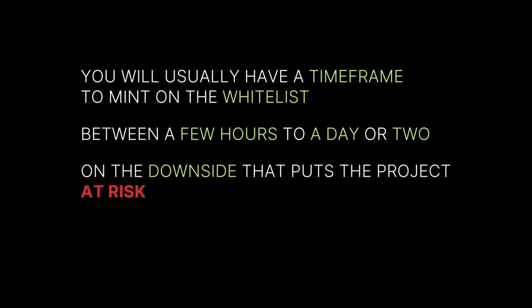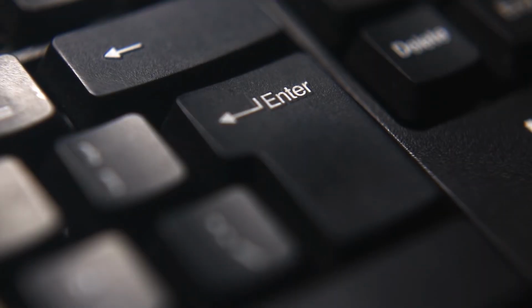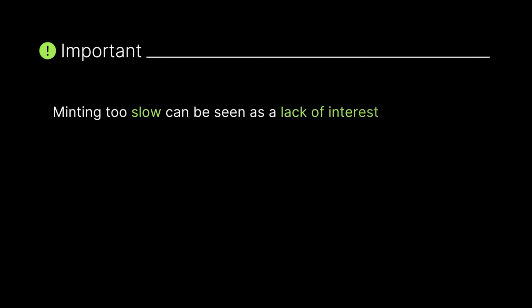You will usually have a time frame to mint on the whitelist, between a few hours to a day or two, and this works great to save gas. On the downside, that puts the project at risk as the NFT market is very volatile and people run on emotion. If the collection doesn't mint fast, many people turn away as they're most interested in flipping rather than long-term holding. Minting too slow can be seen as a lack of interest.